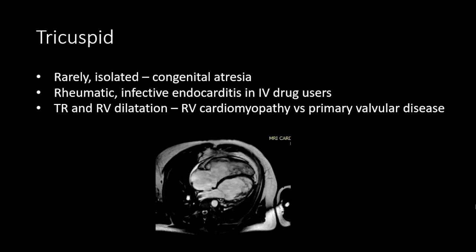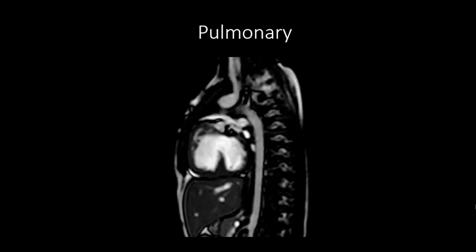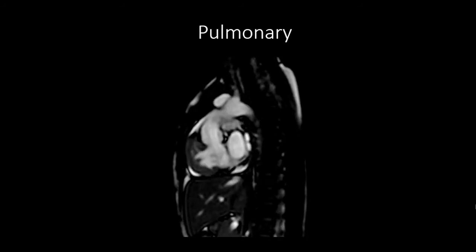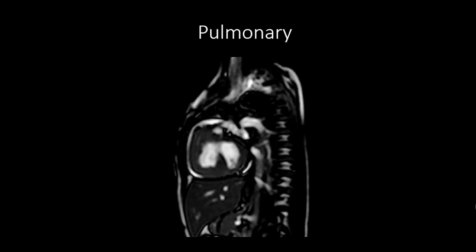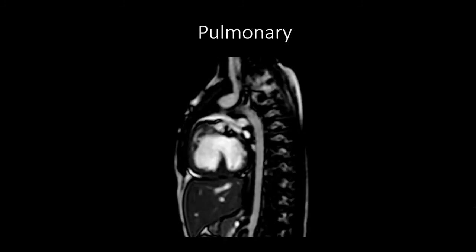One marker which helps us is dyskinesis or akinesis of the right ventricle with right ventricular valve enhancement will be more in favor of cardiomyopathy rather than a primary valvular disease. Pulmonary valvular disease, the commonest lesion is seen in congenital heart disease, commonest being tetralogy of Fallot, as we can see in this case with pulmonary stenosis.